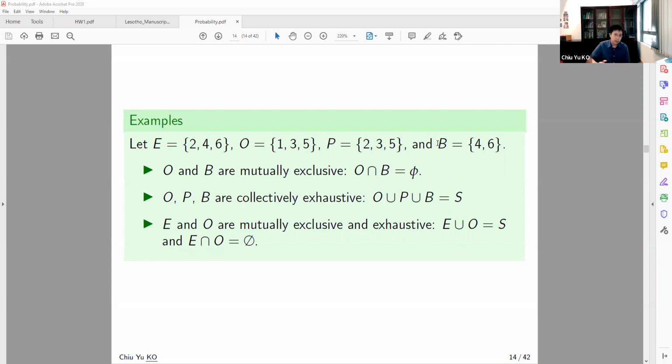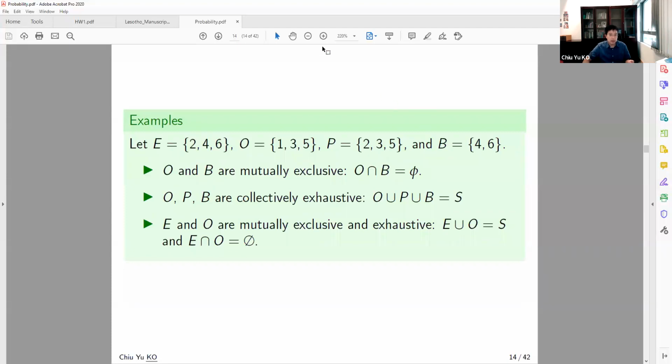The reason is there's no common element, right? 1, 3, 5 and 4, 6 are mutually exclusive. But do note that O and B are not exhaustive, because when you combine O and B, there's a missing element, which is 2. So that's why I have to combine O, P, and B together. You can see you combine them together.